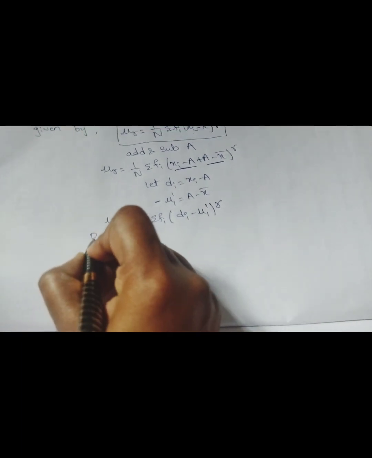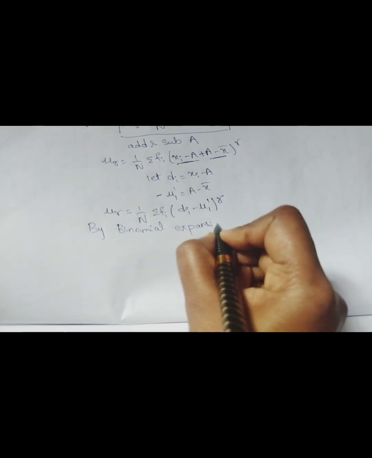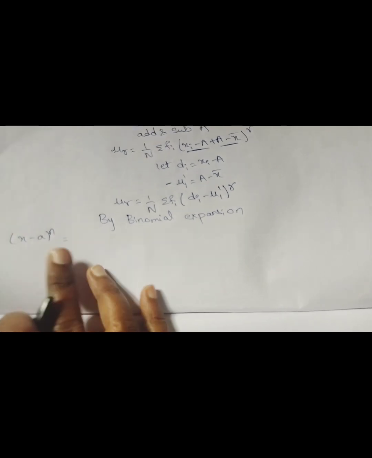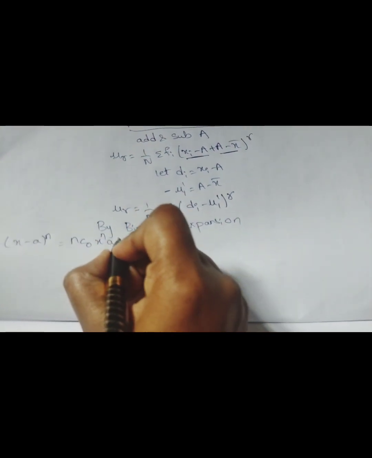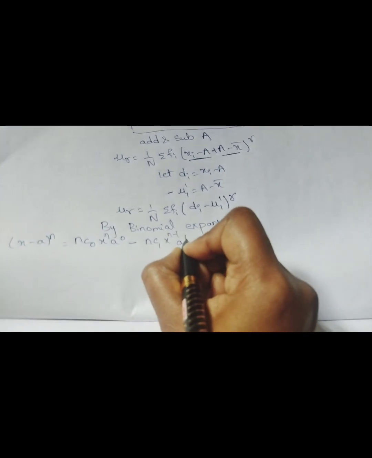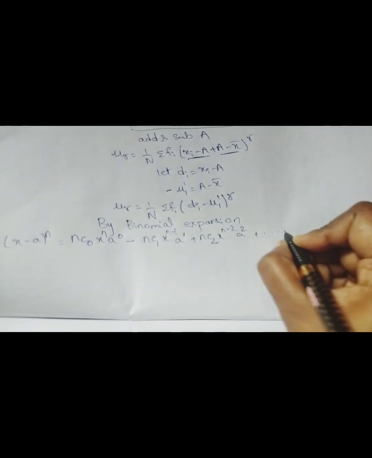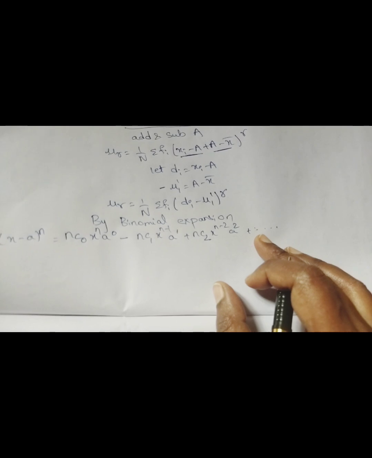Now we will use the binomial expansion in order to expand this term. By binomial expansion, we have a formula for (x minus a) whole power n. So (x minus a) whole power n equal to nC0 x power n a power 0 minus nC1 x power n minus 1 a power 1 plus nC2 x power n minus 2 a power 2, and so on. Let us write till four terms because we have 4 central and 4 non-central moments.